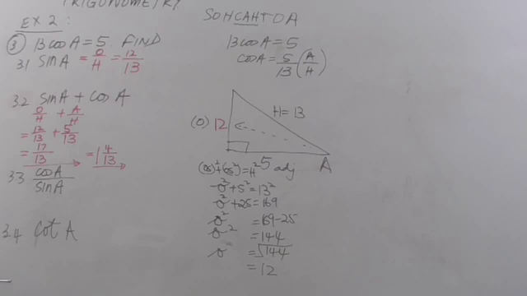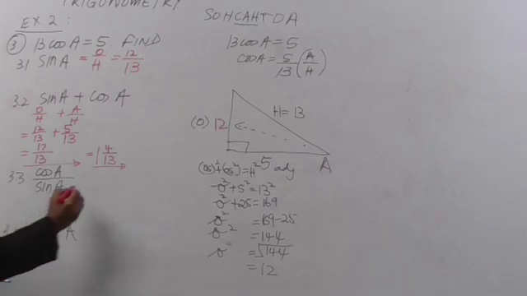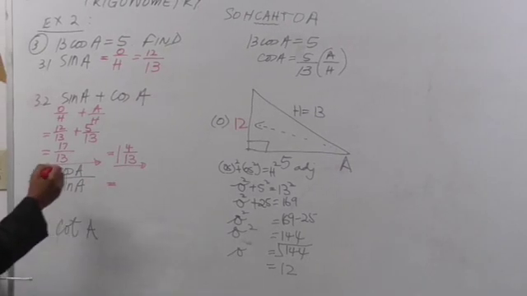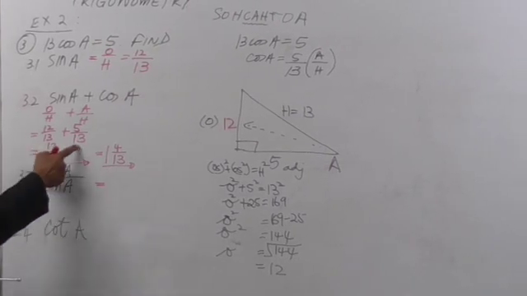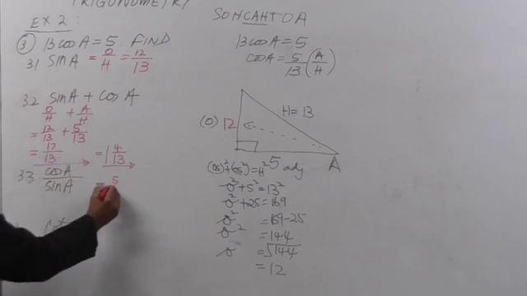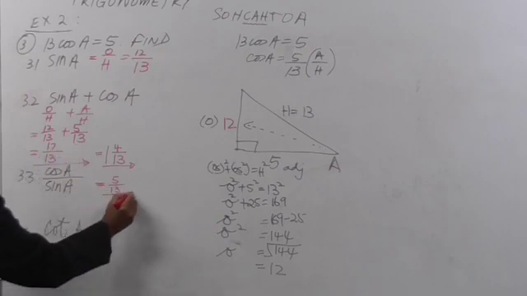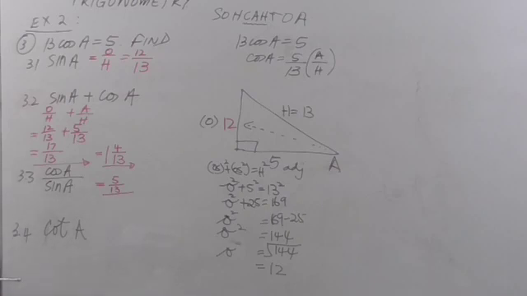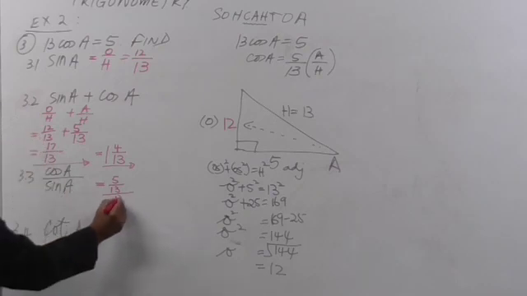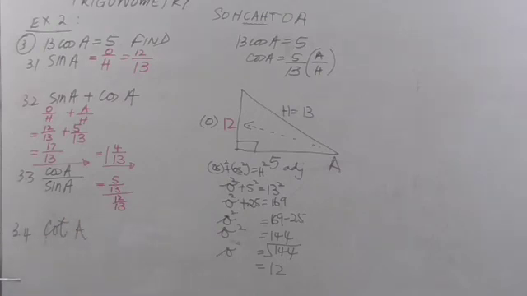Alright, next one. Cos A over sine A. So cos A, we already found cos A. Cos A is here, right? Cos A is 5 over 13, all over sine A. Sine A is here. We already found it. Sine A is here, 12 over 13. So you must be smart. Don't have to go and rework everything out again.